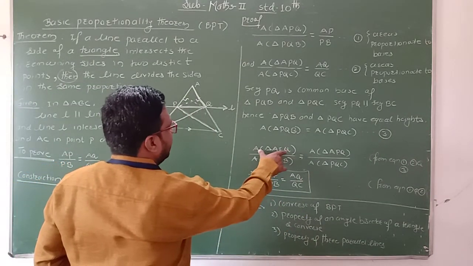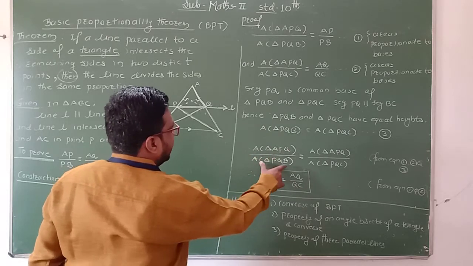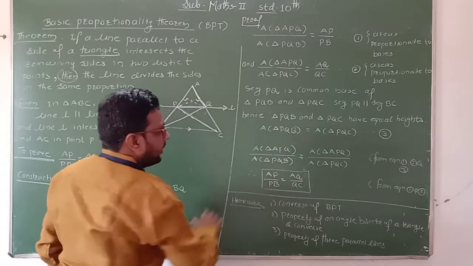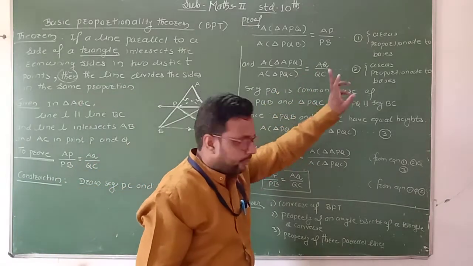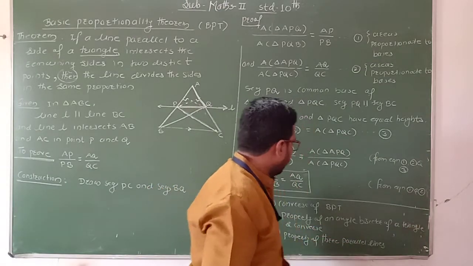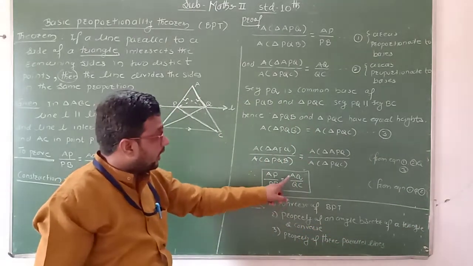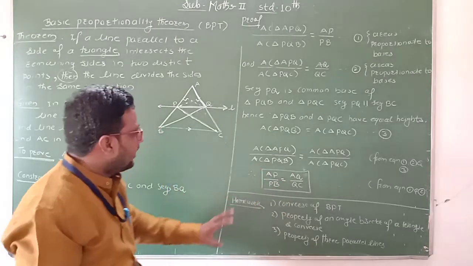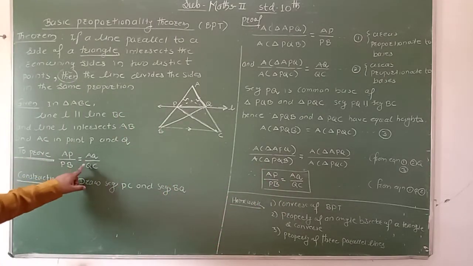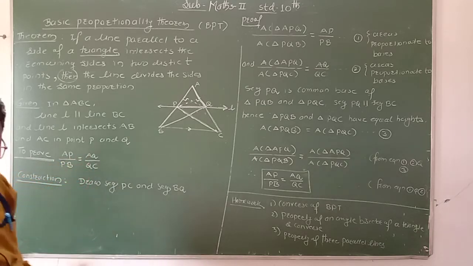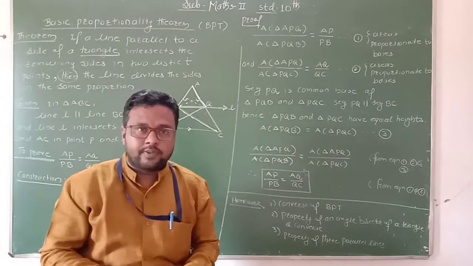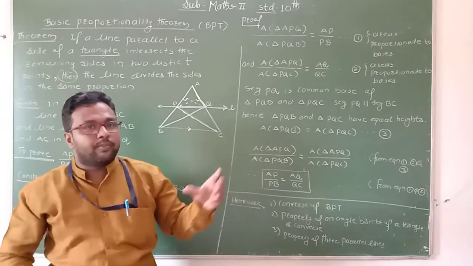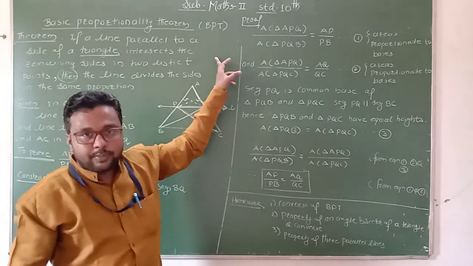Now from equation 1, area of triangle APQ upon area of triangle PQB means what? AP upon PB, and the ratio of the areas of the other two triangles is equal to what? AQ upon QC, from equation 2. Therefore we write from equations 1 and 2, AP upon PB is equal to AQ upon QC. Clear, student? This is the proof that we had to prove. Student, I hope you understand this theorem, the basic proportionality theorem. This is very important. In the exam, questions will come based on the basic proportionality theorem.